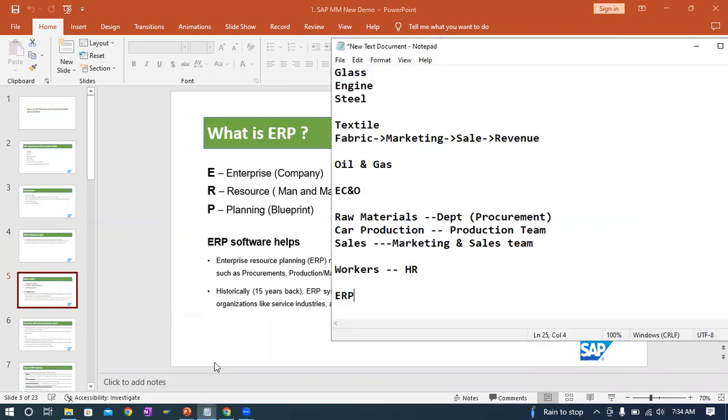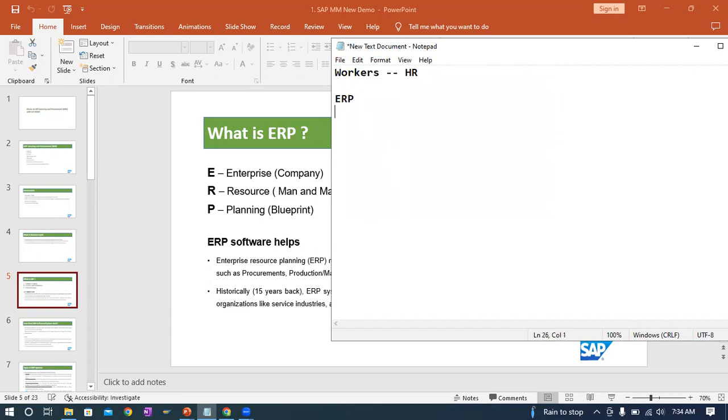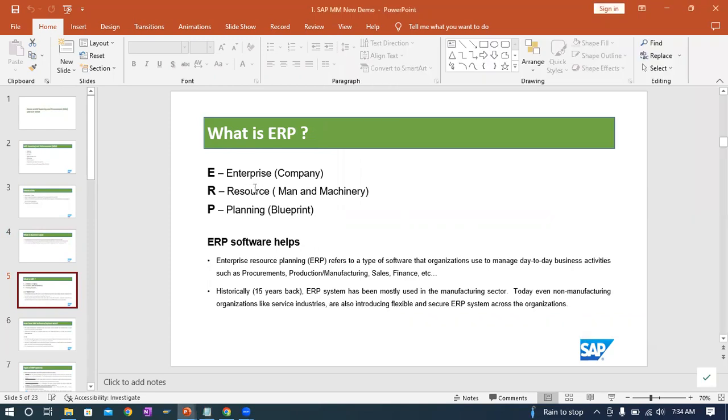Why do you call it enterprise resource planning? Enterprise is nothing but an organization. So what is the full form of ERP? E is nothing but enterprise. R indicates the resource. A resource means either man or machinery we require. And P means planning. If we have an enterprise organization, we have man and machinery, and we have planning, then you can start the manufacturing of a product. Once you start, you can complete and you can sell.